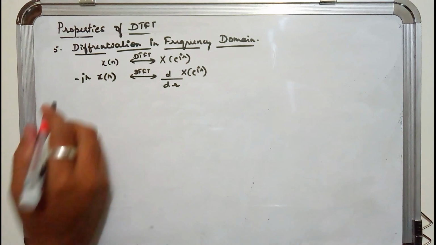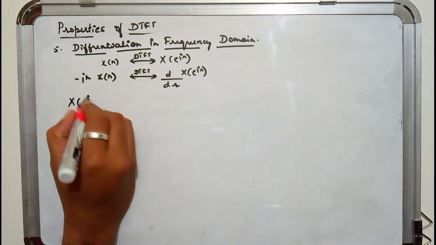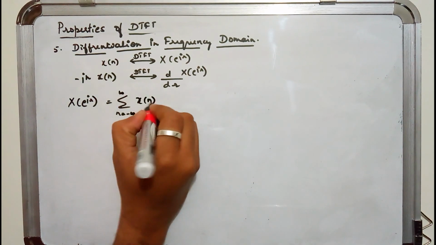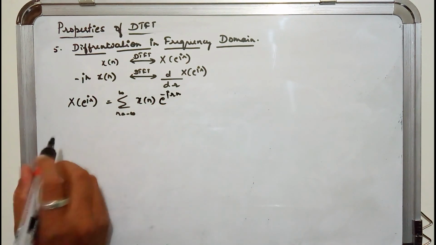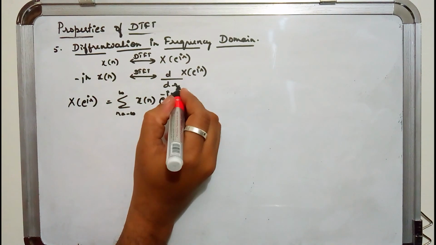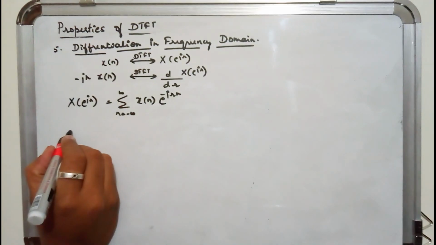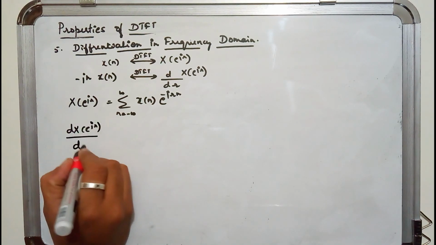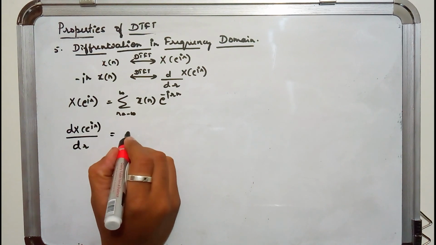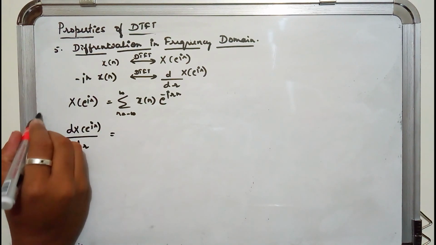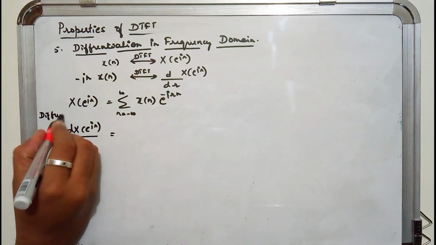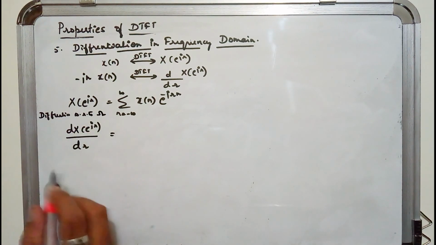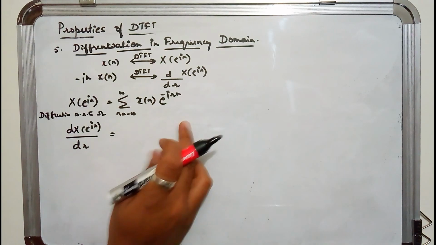Now how do you prove this? We have x of e power j omega as summation n is equal to minus infinity to infinity x of n e power minus j omega n. Now I need to have differentiation with respect to omega in the right hand side. So dx of e power j omega divided by d omega, I'll be getting it as that means if I differentiate with respect to omega on both sides, so I need to differentiate the right hand side as well.